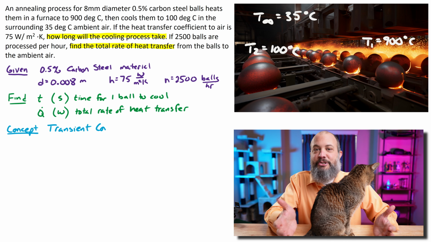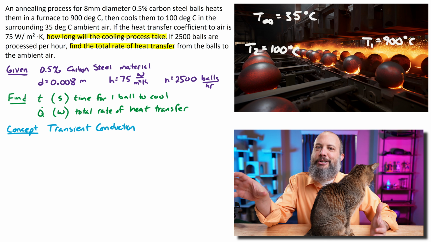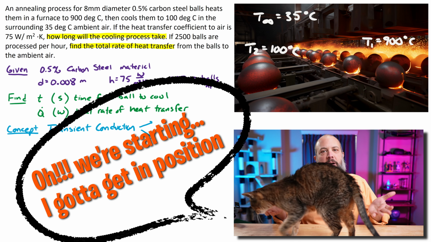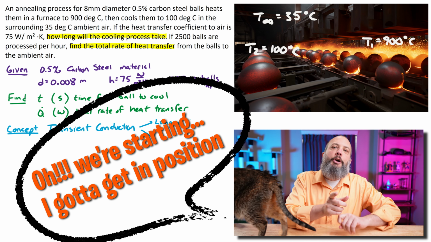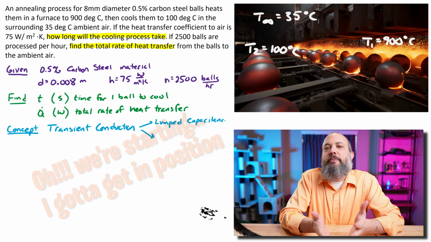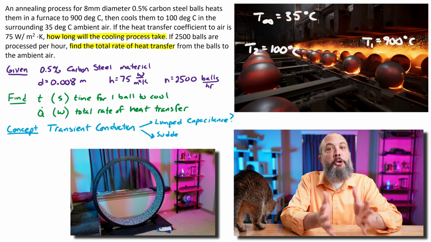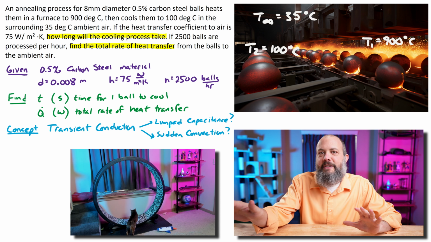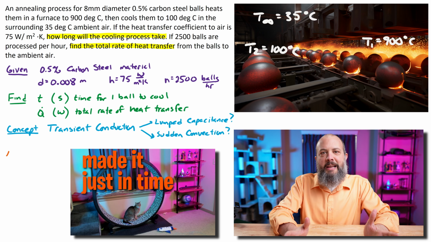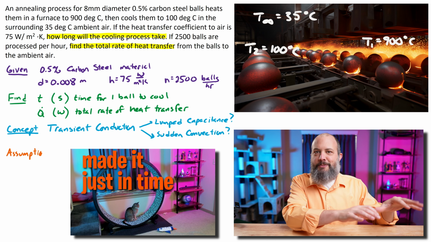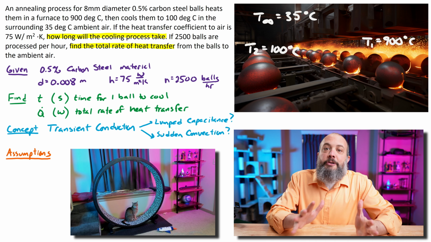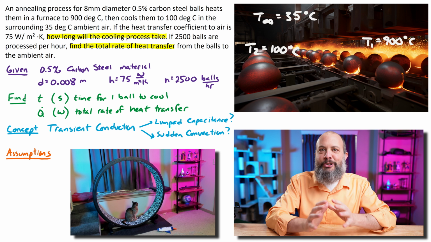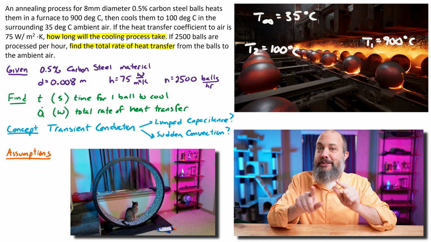So since I know the temperatures for each of these metal balls is starting at 900 degrees and cooling to 100 degrees, that's a transient conduction problem. But what I don't know yet is what method I'm going to be able to use to solve this problem. I don't know if I can use lumped capacitance or sudden convection. So I leave my assumptions blank for now, and each time later I make an assumption, I'll go ahead and write that in. But the first part of my solution is going to be to figure out whether or not I can do the lumped capacitance method, because that's the method I want to use.